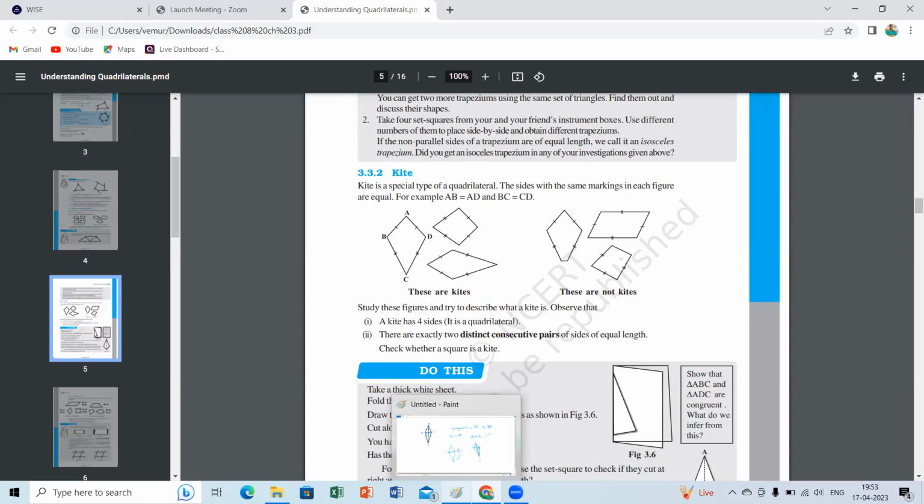Is it bisecting or perpendicular? They are perpendicular. That's why they are not bisecting. They are perpendicular to each other. They are not bisecting each other, but one of the diagonals bisects the other one.